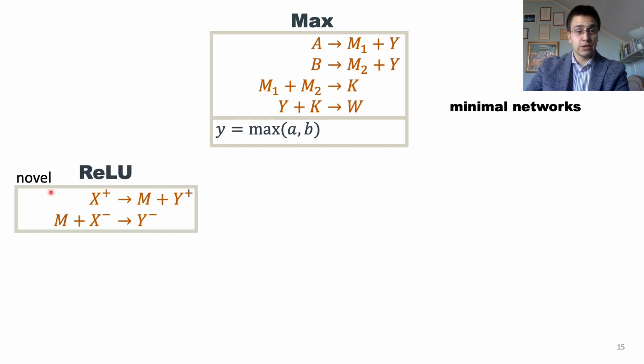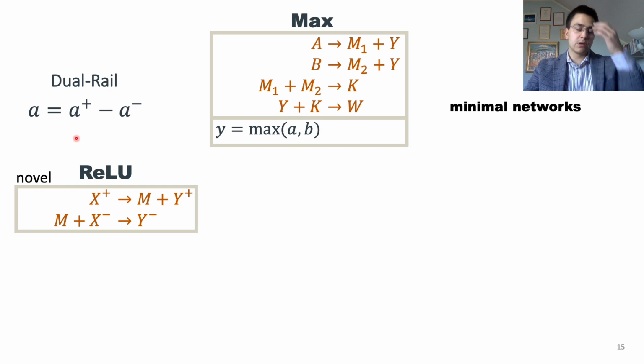We also found the ReLU CRN, and ReLU was particularly interesting to us because ReLU, the rectified linear unit, is a default activation function used in neural networks. And now you might wonder, how do we represent negative numbers? For that we use something called dual-rail. Note that in chemistry you cannot have negative numbers, as all molecules are quantities or concentrations.